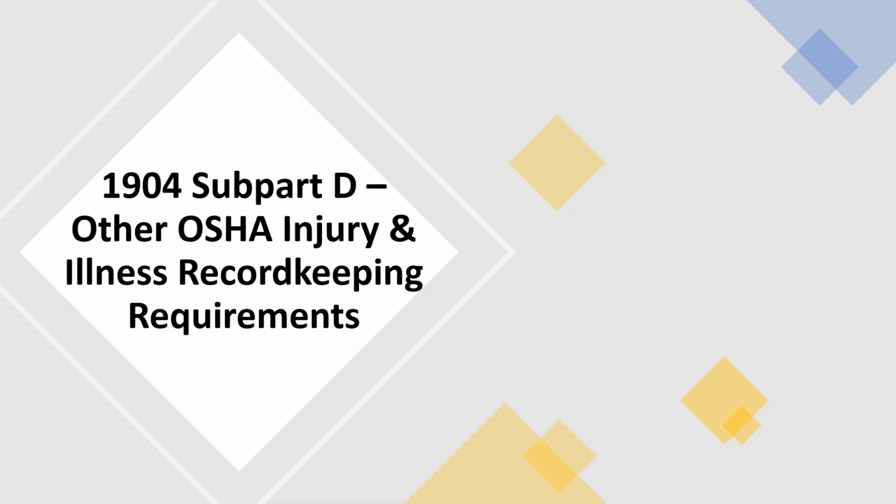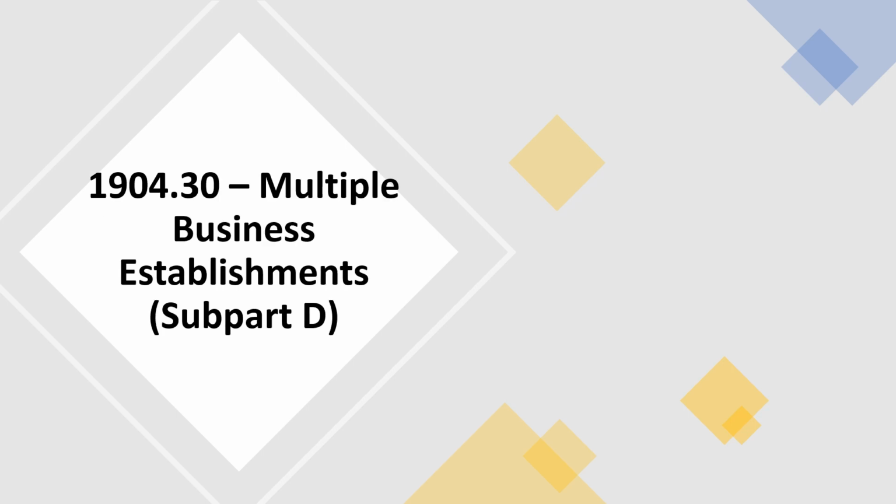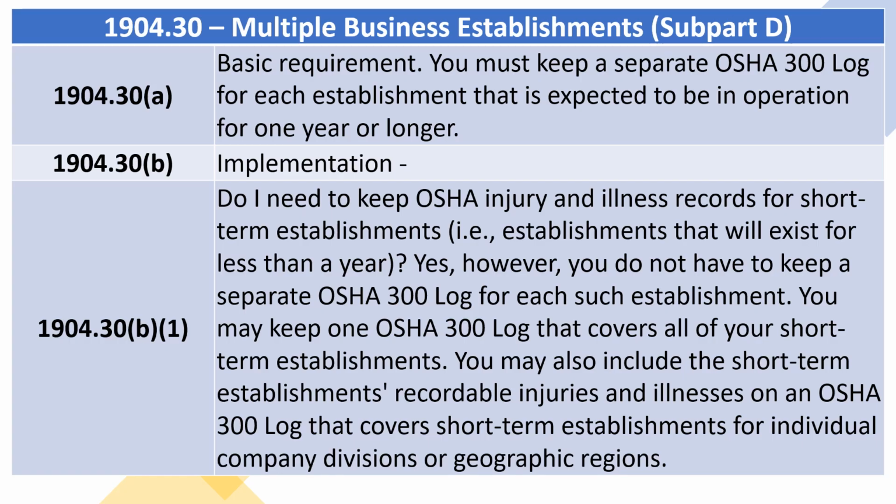1904 Subpart D. Other OSHA injury and illness record-keeping requirements. OSHA 1904.30. Multiple business establishments. 1904.30(a) Basic requirement. You must keep a separate OSHA 300 log for each establishment that is expected to be in operation for 1 year or longer.